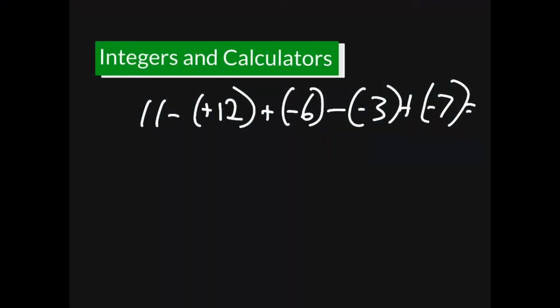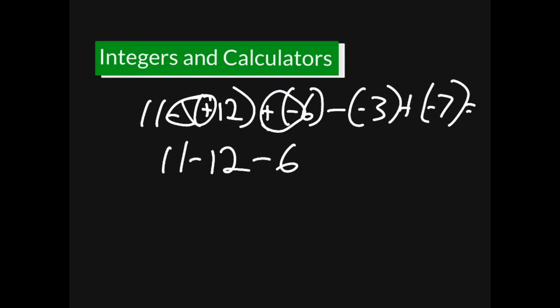Now another option is you can remove all the brackets first and simplify the signs, and then you don't need to use the integer key at all unless the first number is negative. So in this case we simplify: 11 minus 12, minus 6, because those two are different. These two are the same, plus 3. These two are different, minus 7. Now we don't need to use the integer key at all.